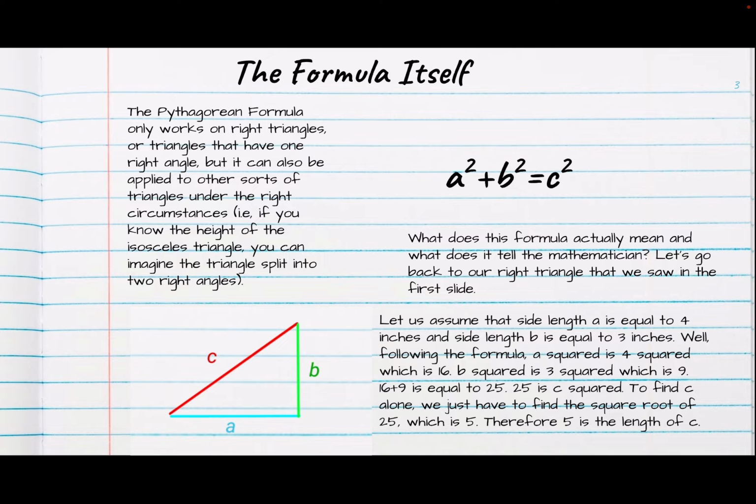Now 25 is c squared, but we want to find solely the side length c, not c squared. So what we have to do is the square root of c squared equals c, and the square root of 25 is 5. Therefore, side length c is 5 inches.